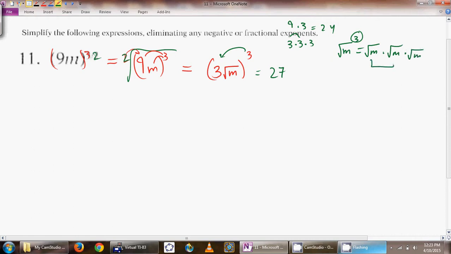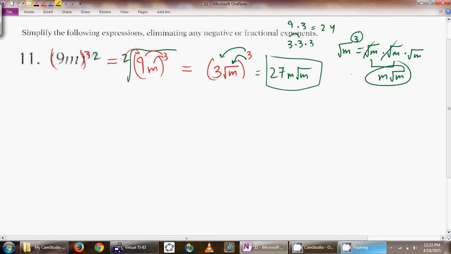Well, a radical times a radical makes it drop. So you're going to get m here. M radical m is what's left over. So radical m cubed is really this thing here. It's really m radical m. All right, so this problem, 9m raised to the 3/2 power, you get this, okay?